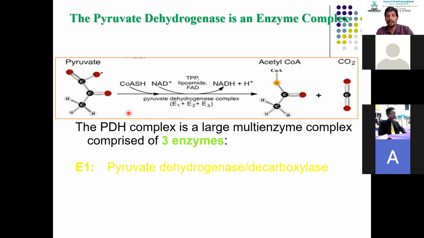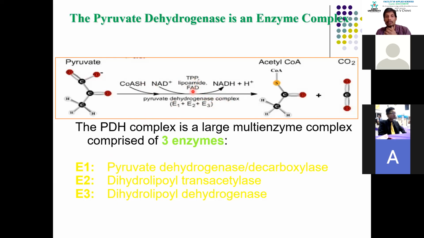Pyruvate dehydrogenase decarboxylase, dihydrolipoyl transacetylase, dihydrolipoyl dehydrogenase. Separately, if you call them, there are three different enzymes, but all together they form a big complex that is called the pyruvate dehydrogenase complex. This complex requires five different coenzymes: TPP, lipoic acid, FAD, NAD, coenzyme A.